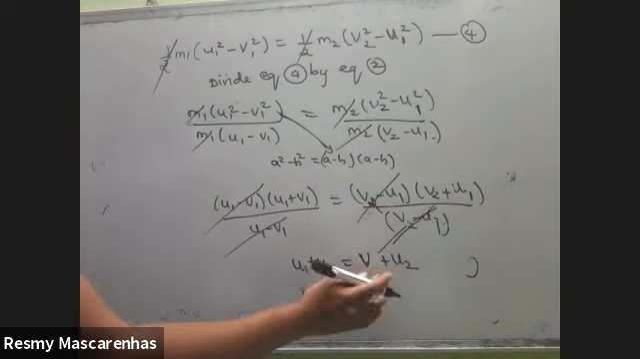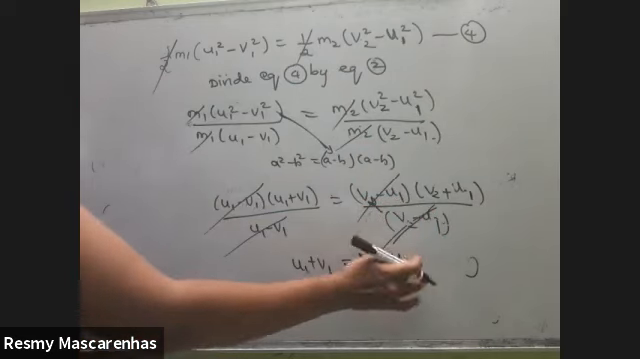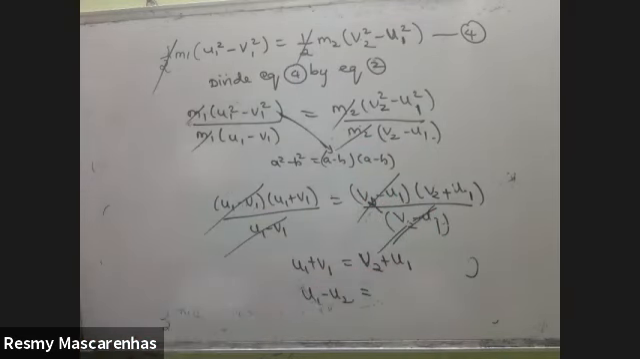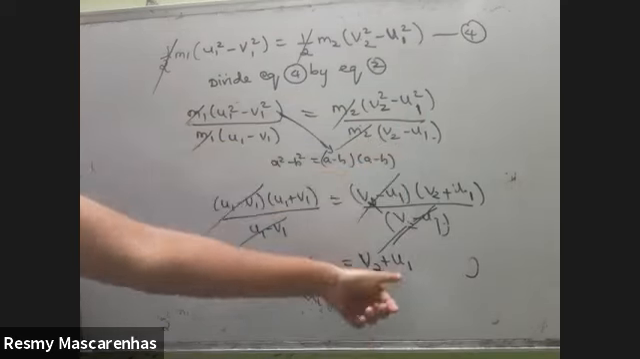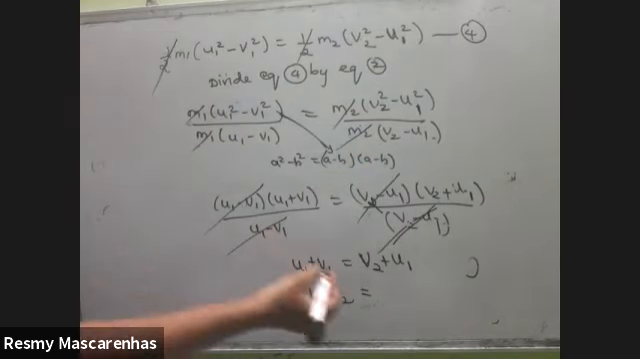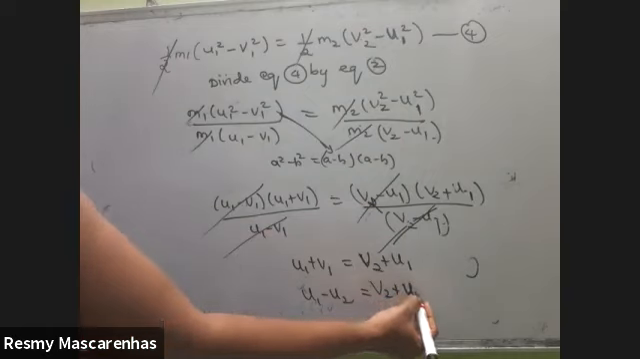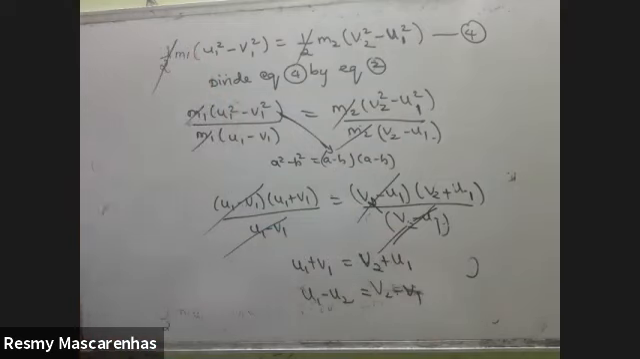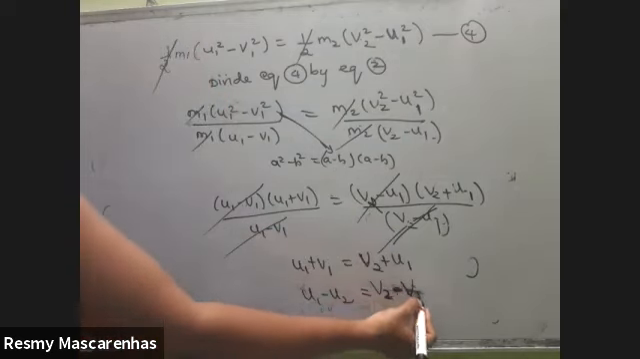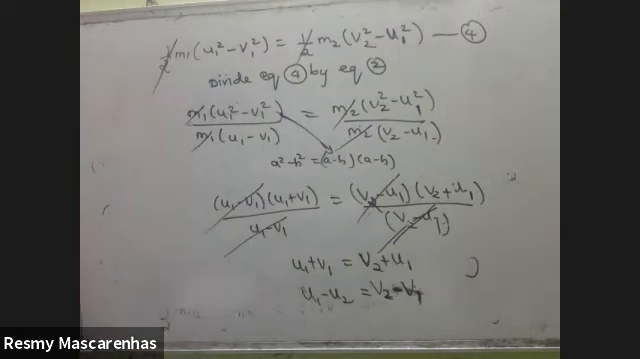So what remains is V2 and U1. Just correct it on the right hand side. While writing, I must have written it reversed. This is 2, this is 2, this is 1, everywhere. So V2 minus this V1, I'll bring to this side. So if you see, U1 minus U2 equals V2 minus V1.